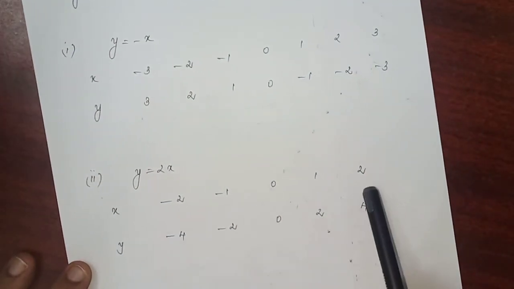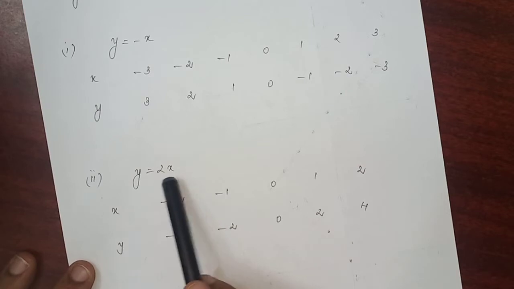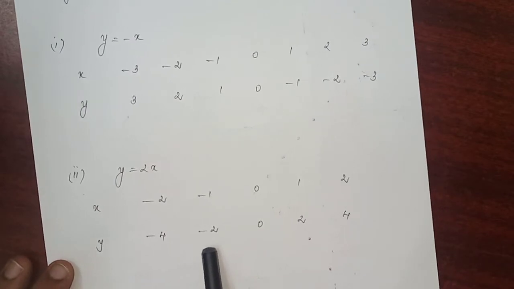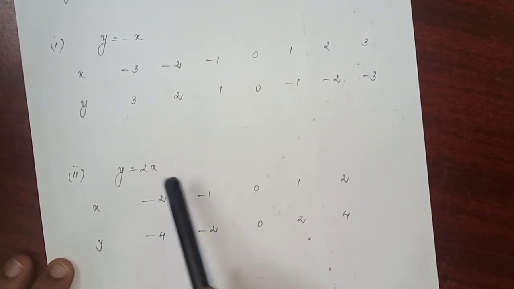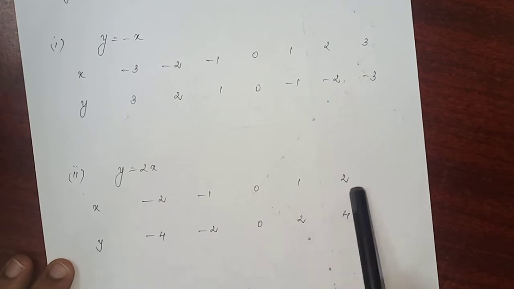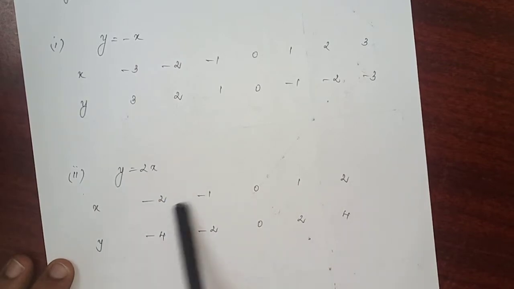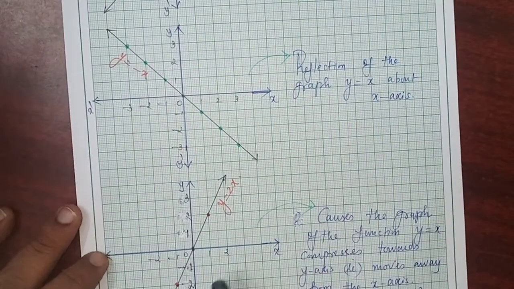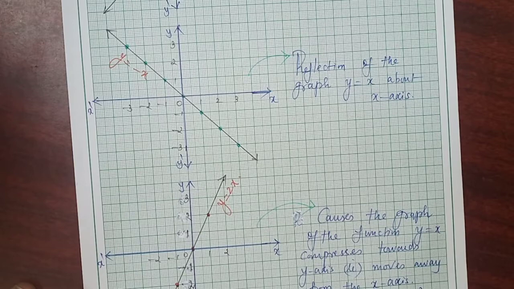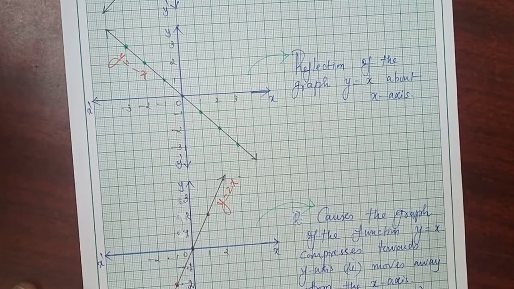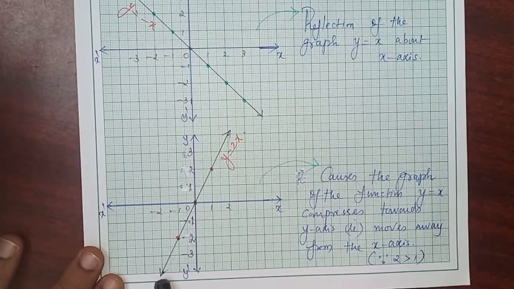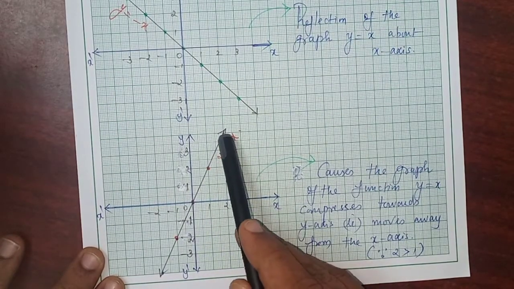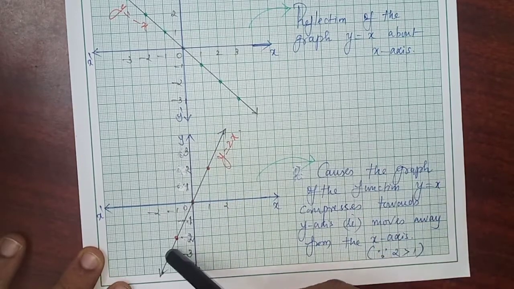Just I have taken minus 2 to plus 2. Replace x by minus 2. 2 into minus 2, minus 4. Substitute x equals minus 1. 2 into minus 1, minus 2. Then substitute x equal to 0. 2 into 0, 0. Then 1. 2 ones are 2. Then 2. 2 twos are 4. Plot all the points. Minus 2, minus 4, minus 1, minus 2, 0, 0, 1, 2, and 2, 4. Okay, so join all the points.